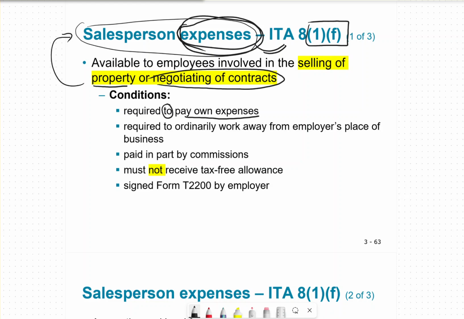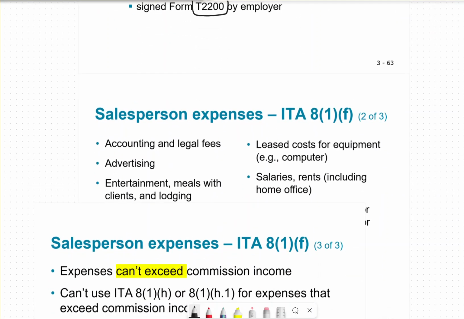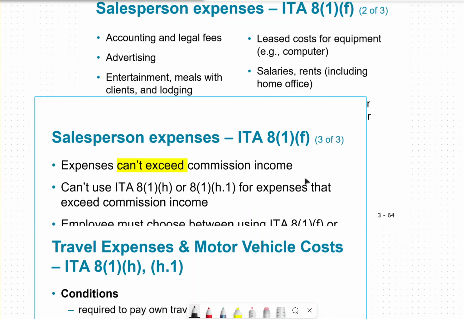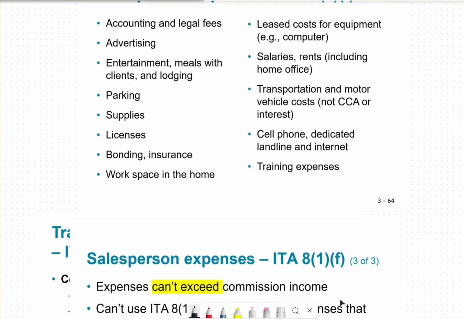You are required to ordinarily work away from the employer's place of business. You're not sitting somewhere in an office. You are paid in part by commission, so you generate commission income. You must not receive any tax-free allowance. Your company shouldn't pay you any allowance like an automobile allowance or any other allowance. Your employer has to sign Form T2200, and you have to attach it to your income taxes when you file, so that you and your employer are on the same page.